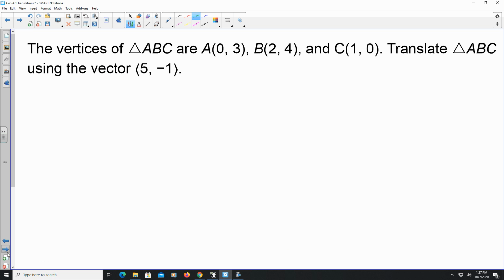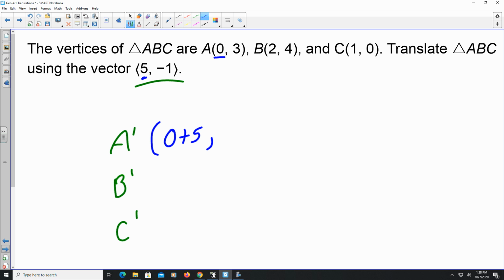So we have, it says the vertices of triangle ABC are located as follows. A is 0, 3, B is 2, 4, C is 1, 0. They want us to translate using the vector 5, -1. So I'm going to have A prime, B prime, and C prime here. Since this is 5, you take the x coordinate, which is 0, and it's going to be 0 plus 5, comma, and I got -1, so it's -1 plus 3. Add everything together, so A prime is going to be 5, comma, 2.